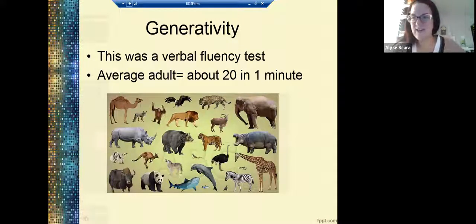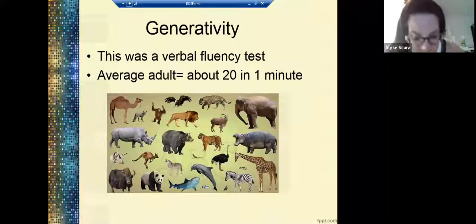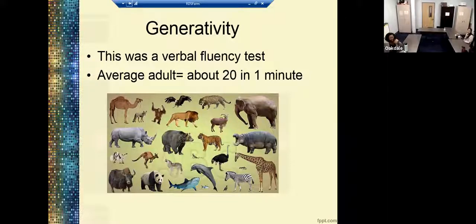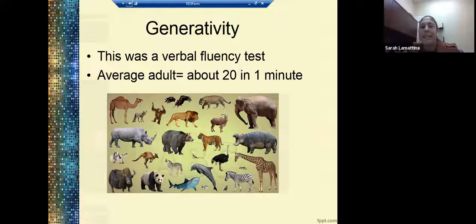Did anyone else have a strategy that they tried? Go, Jeff. I did ocean animals or farm animals, like where they live. So you did categories? Okay. Yeah, Sarah? I kind of did the same thing.